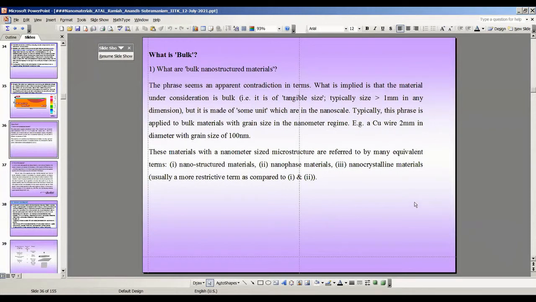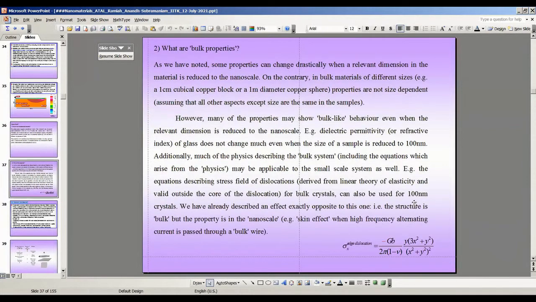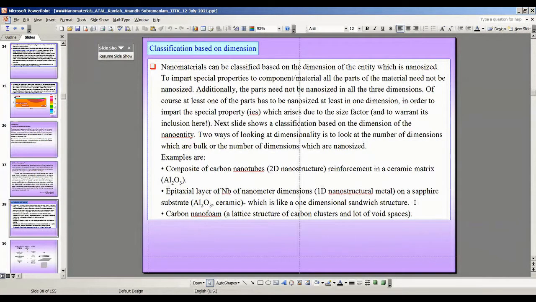That means that they are tangible, and the properties are those of the bulk. Now, I'll just skip this slide. So what are these bulk properties? All of you know what a bulk property is. Now, nanomaterials, if you look at even some of the 2000 Acta Materialia papers, are classified based on dimension. So sometimes you might hear of zero-dimensional nanoparticles or zero-dimensional nanomaterials or nanostructures, one-dimensional and two-dimensional ones. So how do you classify the nanostructure based on the dimension?